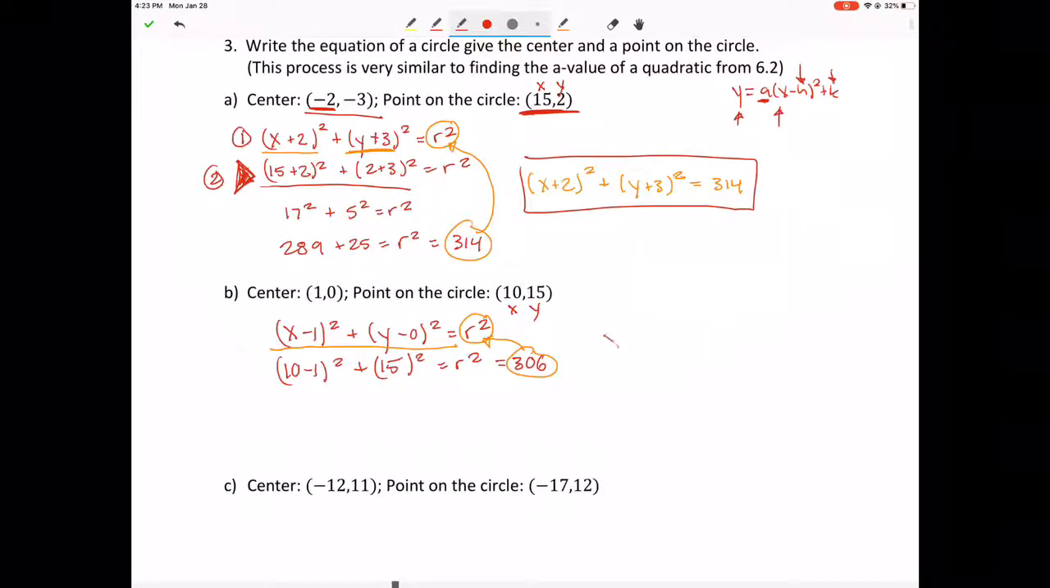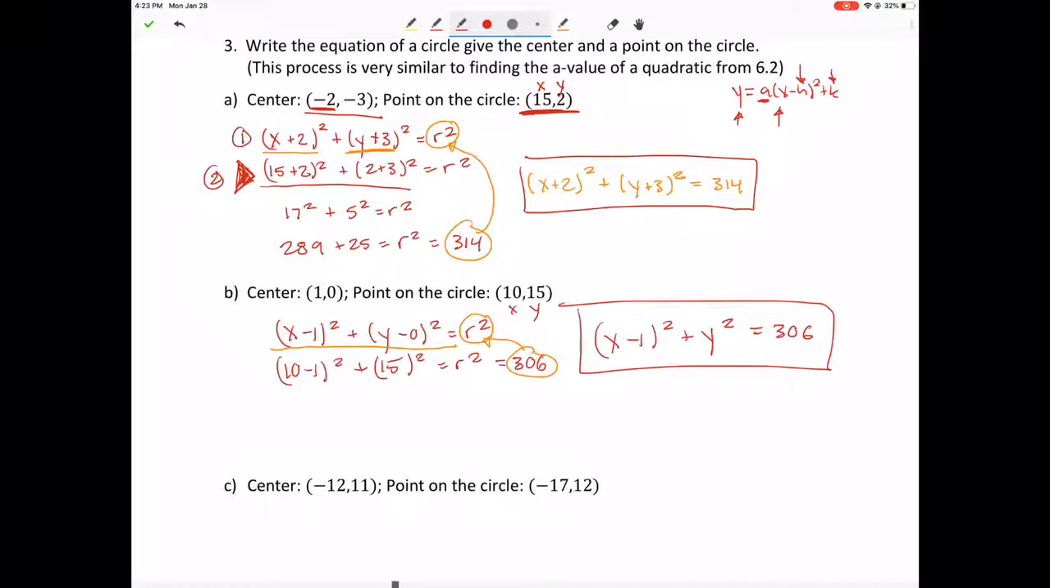Your final answer would be x minus 1 squared plus, or I guess we would need to have parentheses, just y squared equals 306. I've had people ask, do I need to take the square root of 306, this part or this part, when you're doing that problem? You don't need to take the square root of those, because all we need to solve for is the radius squared. We don't need to know what the radius is to do the equation. Okay? You could solve for r.